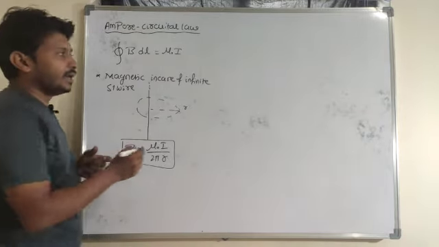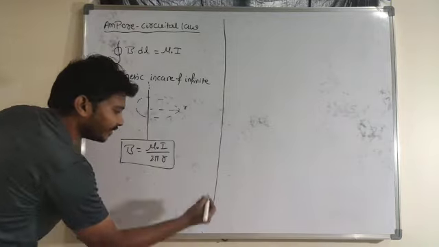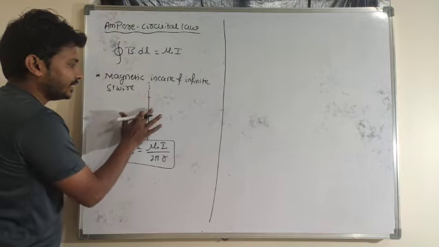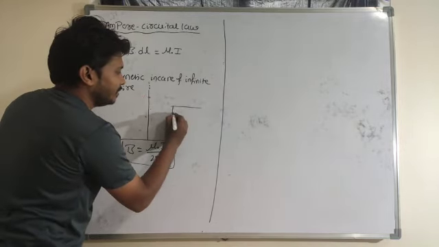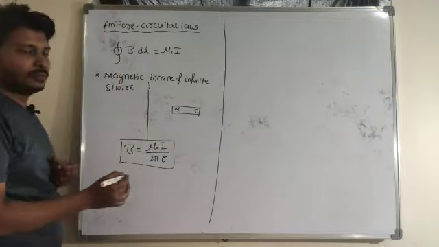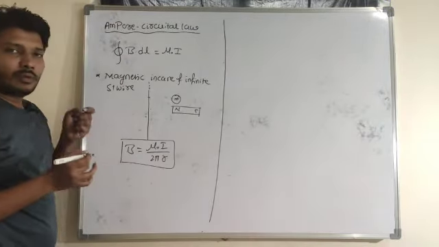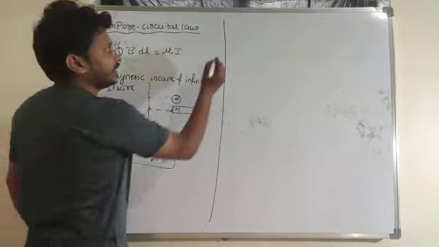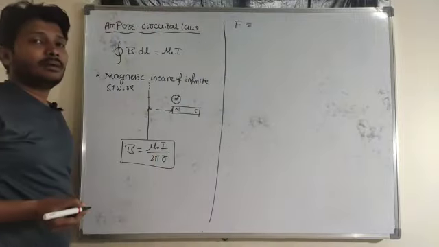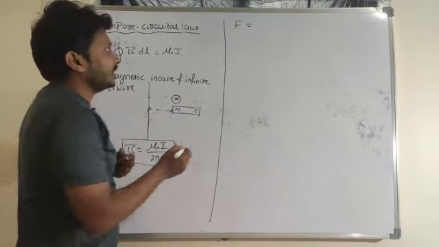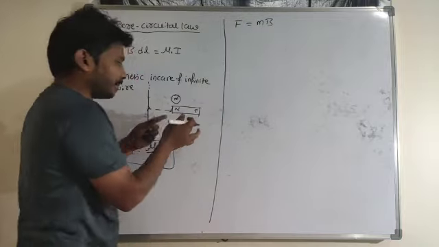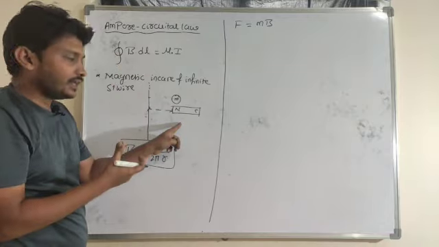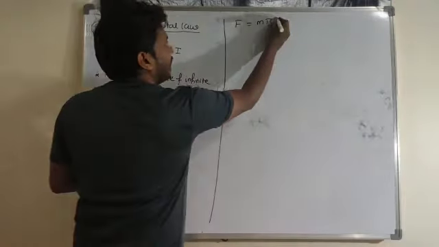Nearby this infinite straight wire, I will place one magnet having magnetic moment M. For example, this is one magnet with north pole and south pole. What is the force experienced by this magnet, I need to determine. So force F is equal to m B sin theta. If the magnet is perpendicular to the wire, theta is 90 degrees, sin 90 is 1. So F is equal to m into B.